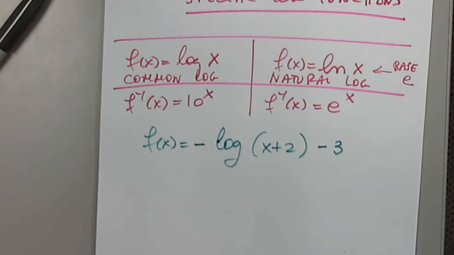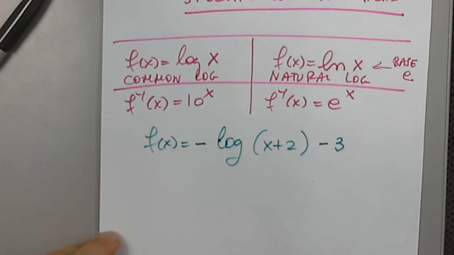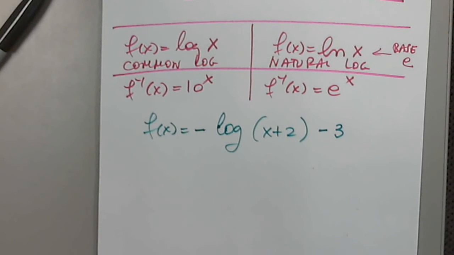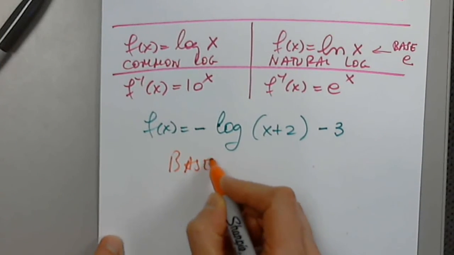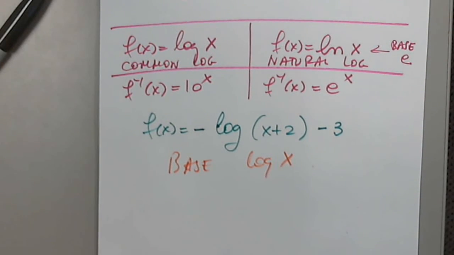So what would be the first step? Or in other words, what is the base? But not the base of the log or the exponential, but the simplest possible function that was used to create this one. Log of x. Good. What is the base? There is no base. What does that mean? It's 10. It is 10.